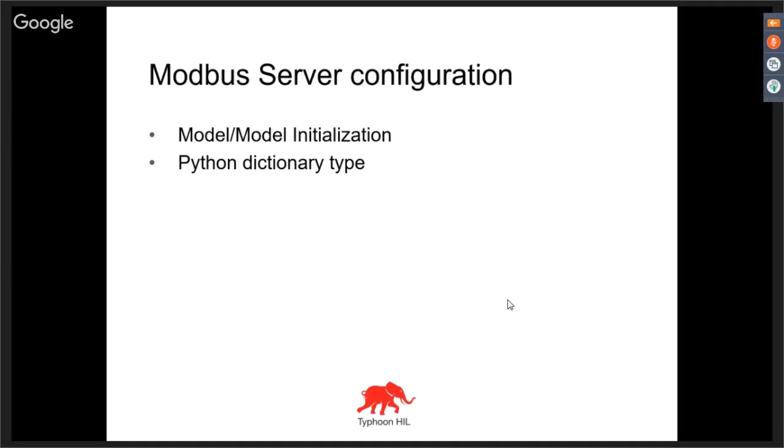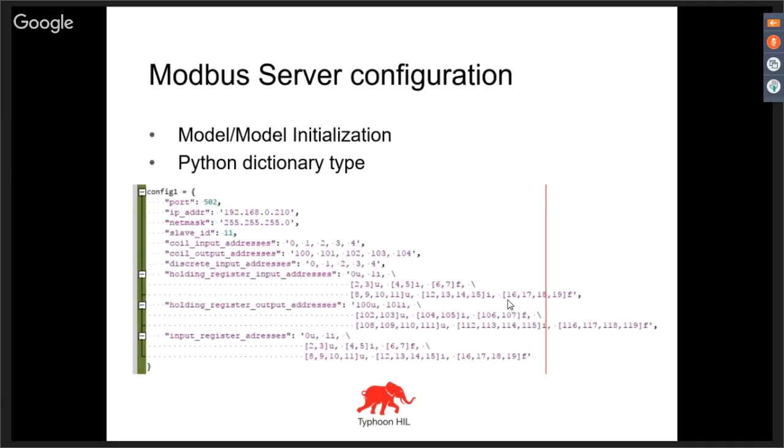The best way to configure the server is to use model initialization. In model initialization, you write the configuration and put that parameter into a property of the Modbus. Again, it's a Python dictionary type, and here you can see an example of configuration. So we have the network, the communication part, port, IP, net mask, and site ID, and the register part.